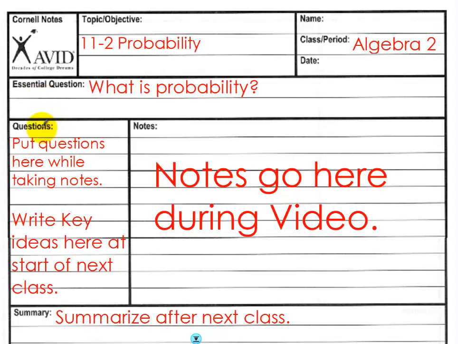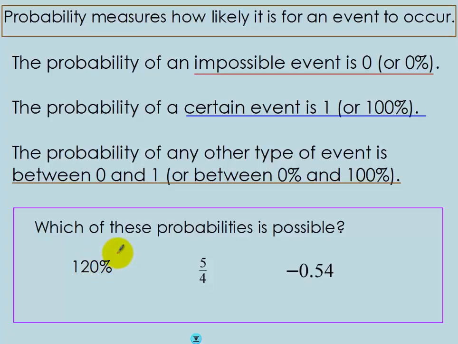Welcome Algebra 2. This lesson's on 11.2, probability. The essential question is, what is probability? Let's begin. So a few notes about probability. It's what measures how likely it is for an event to occur.